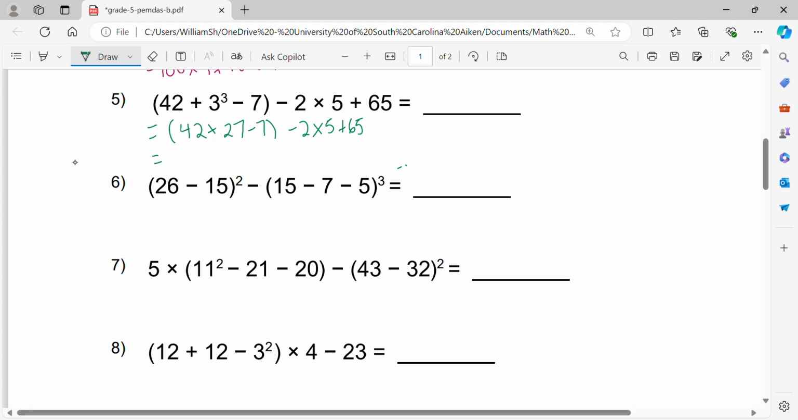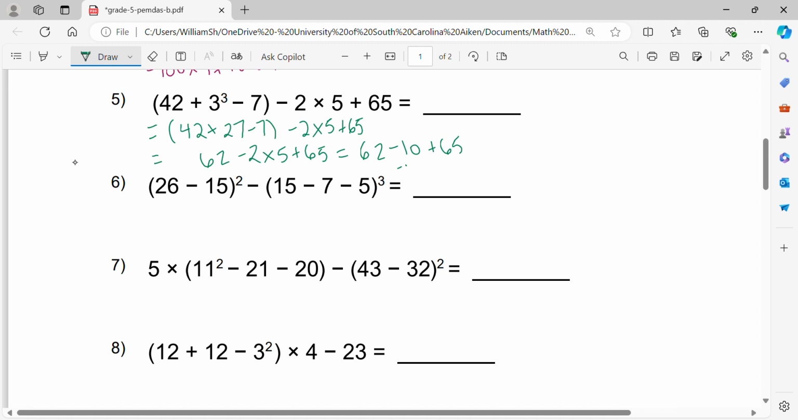Now, 42 plus 27 is going to give you 69. 69 minus 7 is going to give you 62. And I'm not even going to write the parentheses because we're done with them. So I get 62 minus 2 times 5 plus 65. Next thing I have to do is this multiplication, negative 2 times 5, which is negative 10. So I need to do 62 minus 10 plus 65.